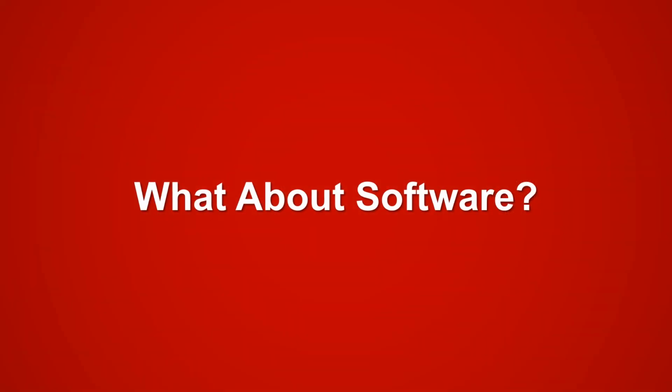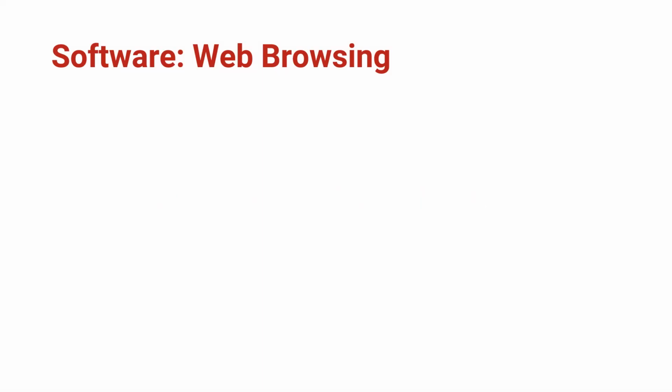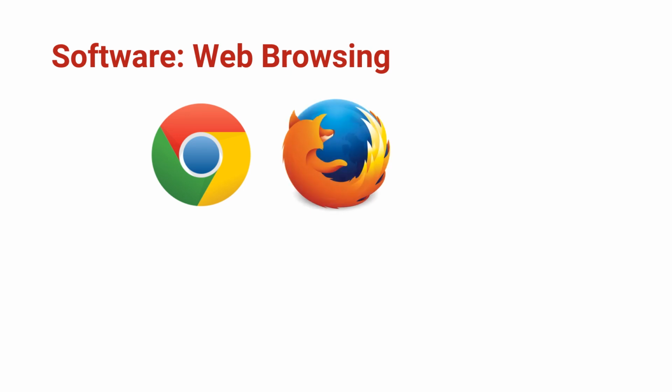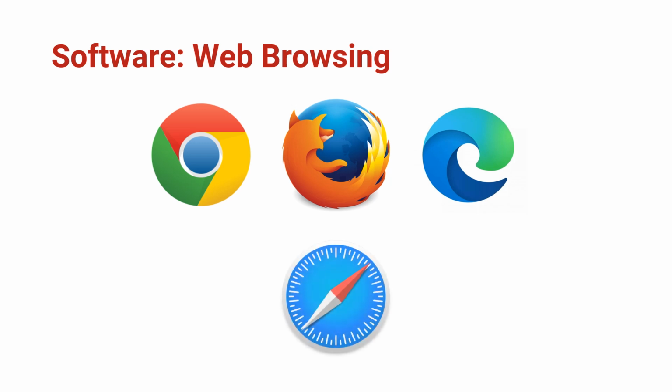What about the software programs inside of those window frames? For web browsing, both operating systems can use Chrome, Firefox, or Edge to get online and view websites. Macs also come with a browser named Safari that is not compatible with Windows computers.